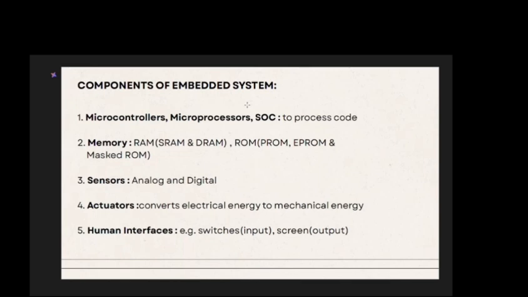Then we see actuators. These are the system's muscles. They take an electrical signal from the processor and convert it into mechanical energy. Then human interface. These allow people to interact with the system. For example, switches and screens. Switches are inputs and screens are outputs.